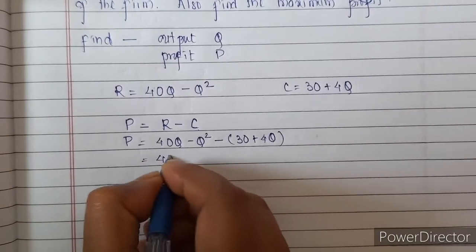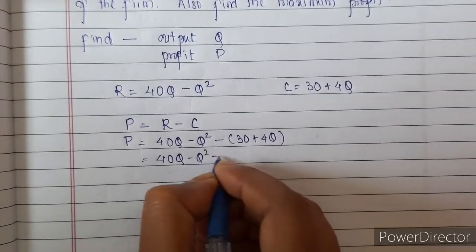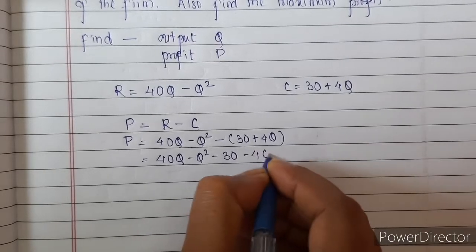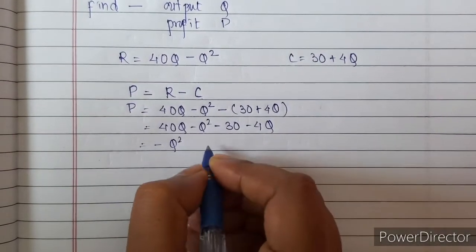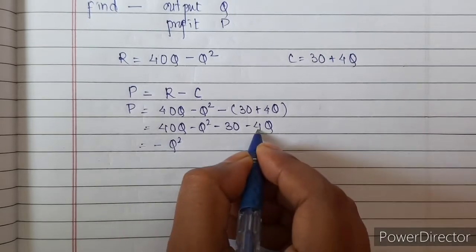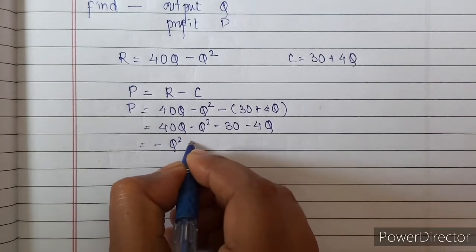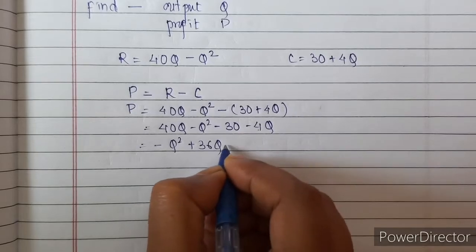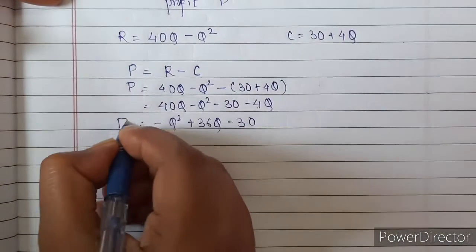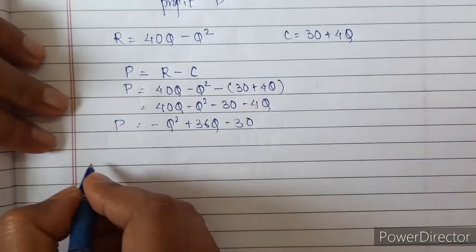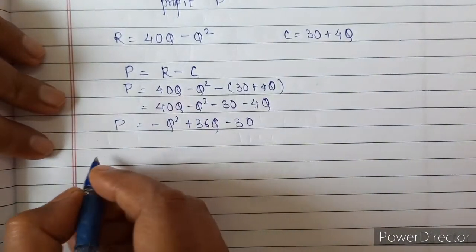This can be written as 40Q minus Q square minus 30 minus 4Q. So you can write this as minus Q square, 40 minus 4Q is plus 36Q, minus 30. So this is our profit function. Now we have to find the maximum profit.